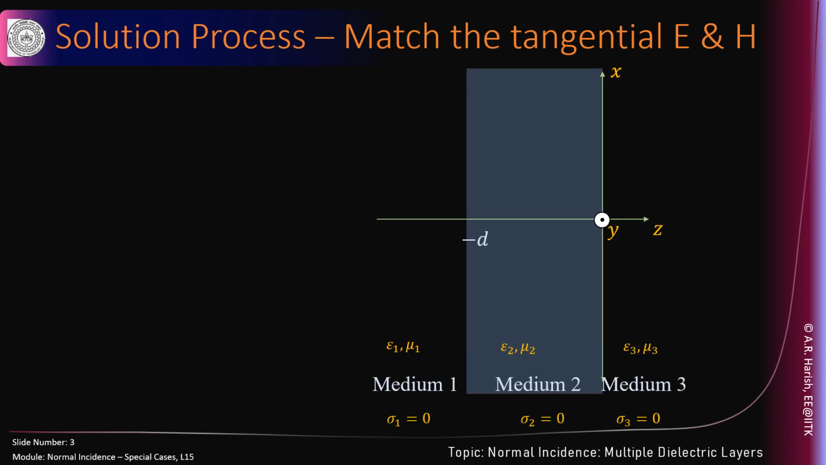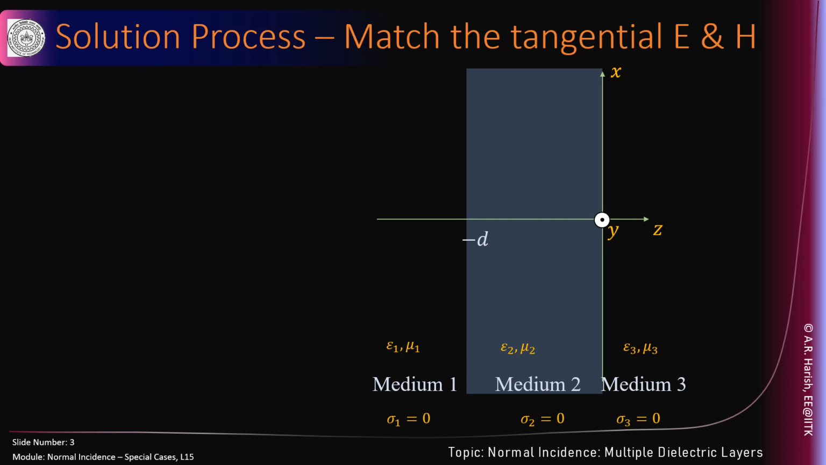We have three regions or three media, medium 1, medium 2, medium 3. All three are lossless media. Therefore, sigma 1, sigma 2, sigma 3 are all 0. And the first medium is characterized by permittivity epsilon 1 and permeability mu 1. The second medium has permittivity epsilon 2 and permeability mu 2. And the third region is characterized by epsilon 3, mu 3.